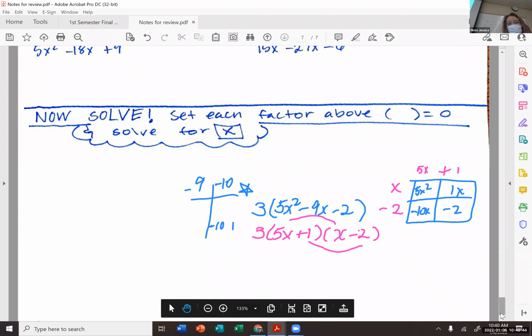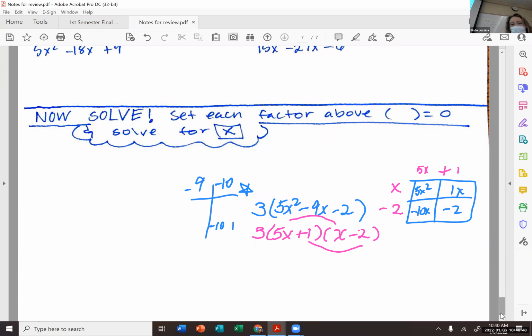So now it says now solve. So if I have to solve, I'm going to go into this zone here, and I'm going to do the last step of solving. So when I solve, that just means it's equal to 0 like we did in our warm-up. And I'm going to set each factor equal to 0, solving for x. So I've got 3 is equal to 0. 5x plus 1 is equal to 0. And x minus 2 is equal to 0.